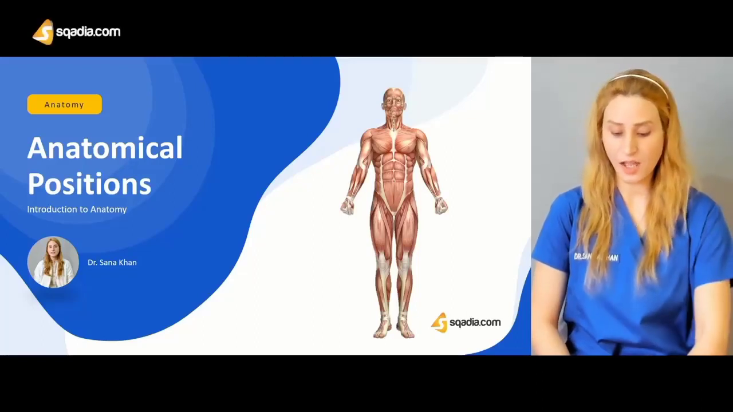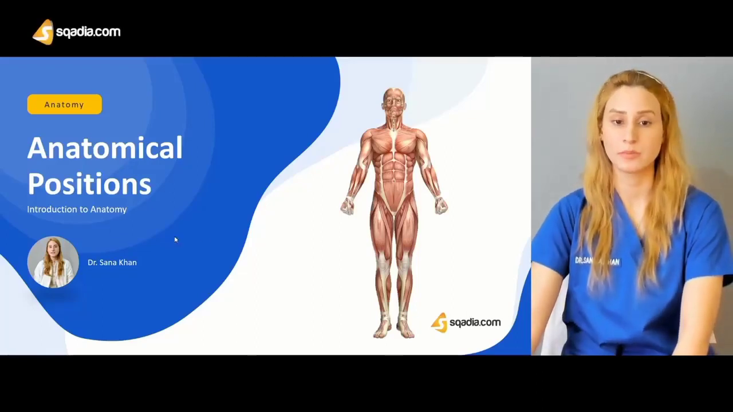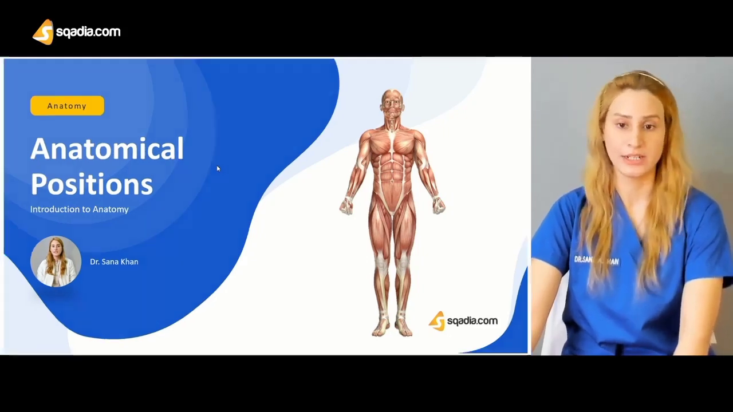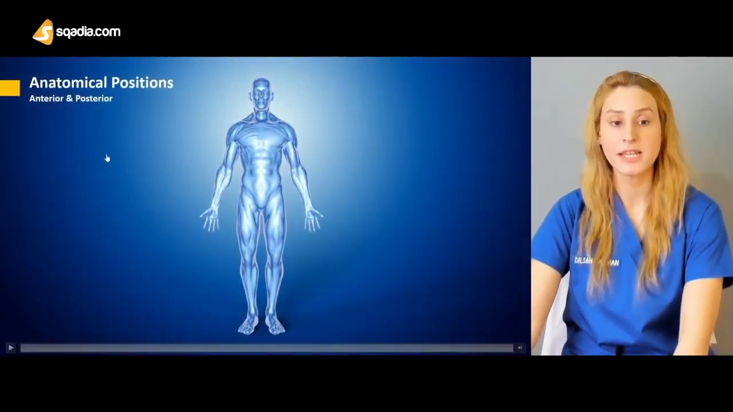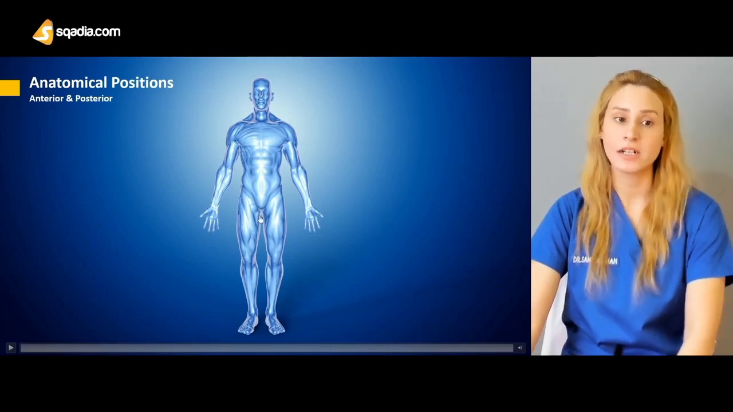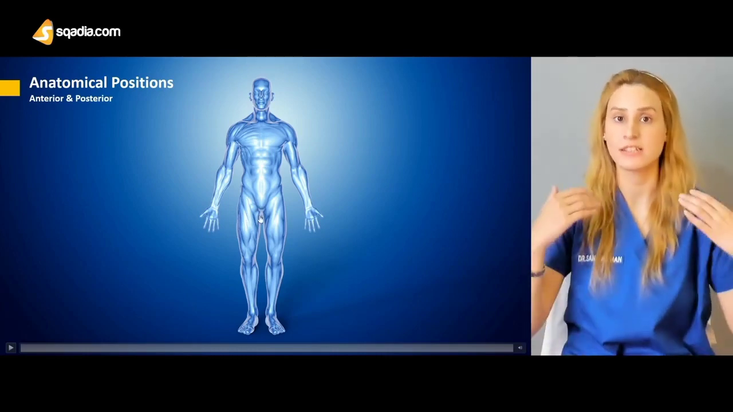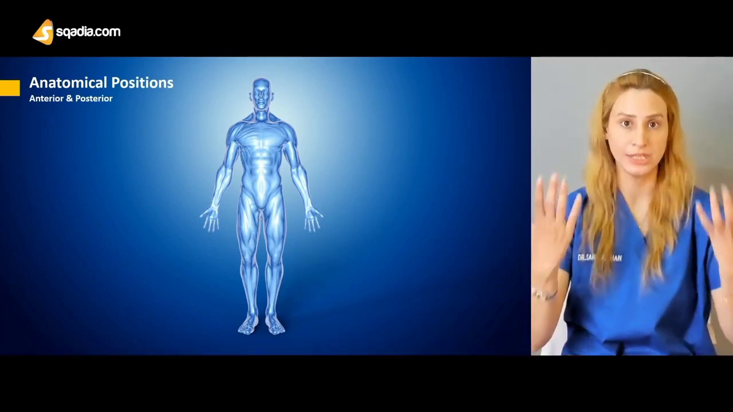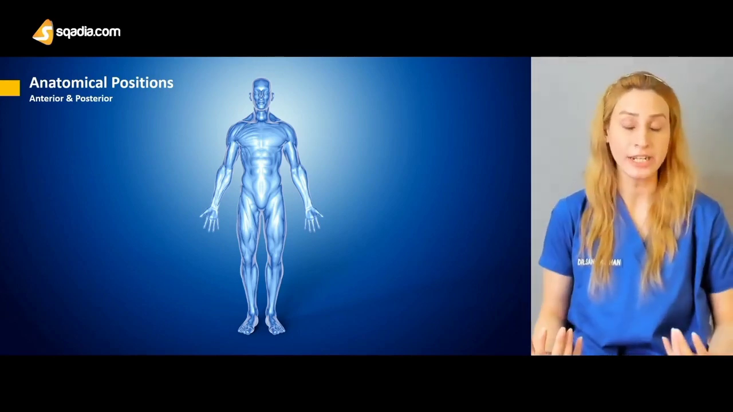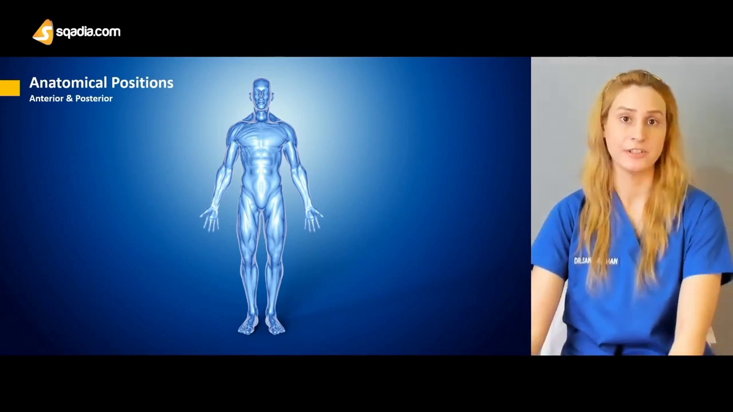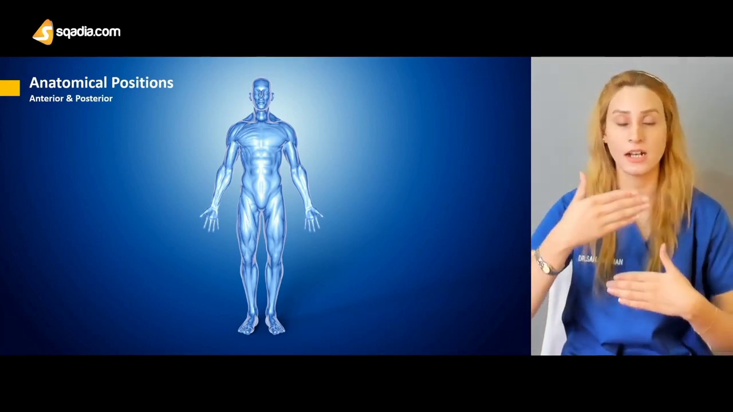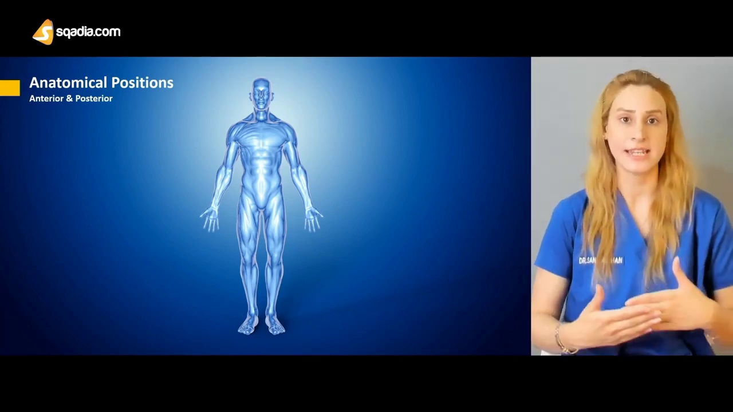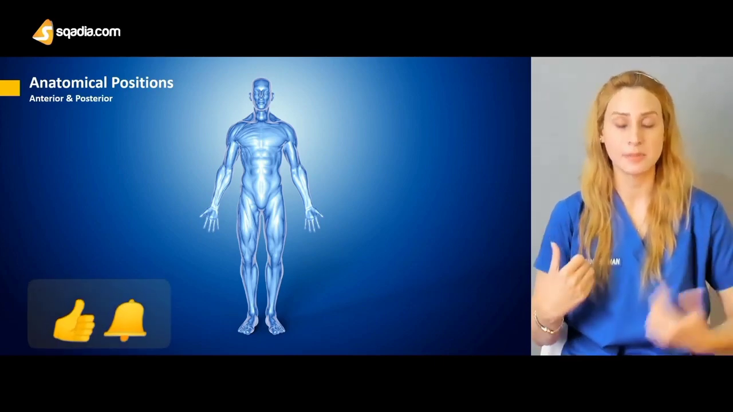Let's discuss the anatomical positions and anatomical planes, which are very important to know, along with their concepts. So we have anatomical positions which are called anterior, posterior, superior, inferior, cranial, caudal, right? So what do you mean by anterior, posterior? Anterior means the surface which is on the front. That is called anterior. And the posterior means that is on the back.